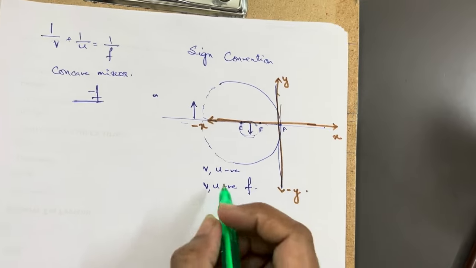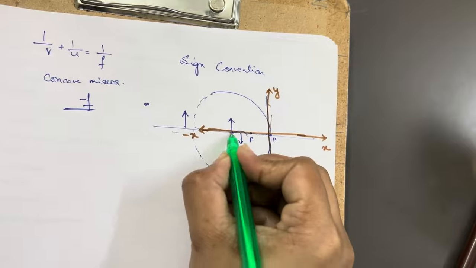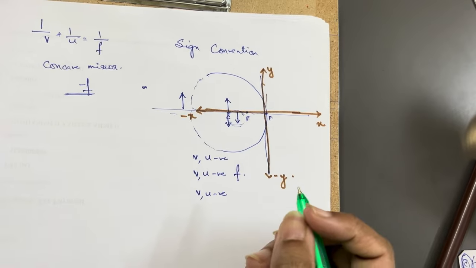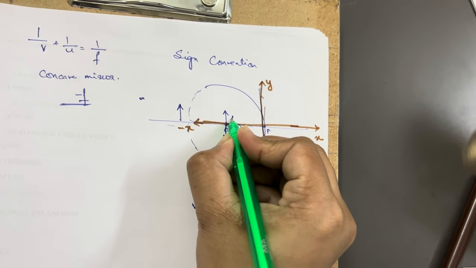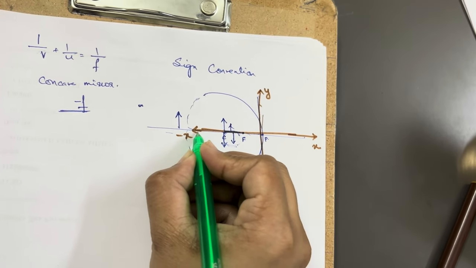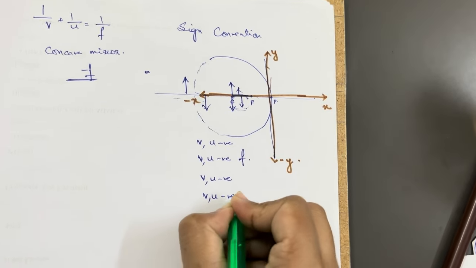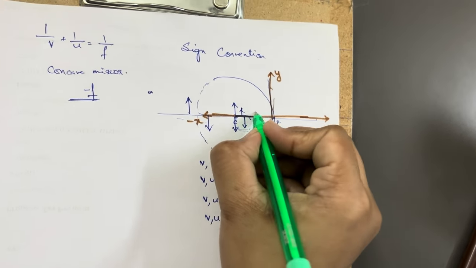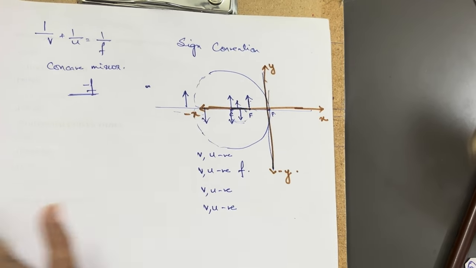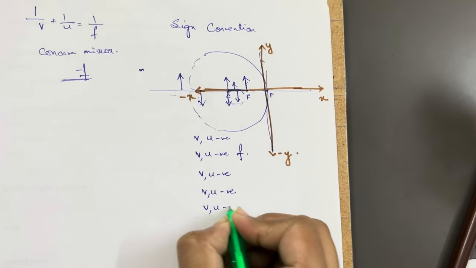Likewise, if I keep the object at c, then the image is also formed at c. Again, u and v are both going to be negative here. Then if I keep the object somewhere between f and c, the image is formed beyond c. So u and v are going to be negative. Then if I keep the object at the focus, the image is formed at infinity. Again, both the image and the object are going to be negative.